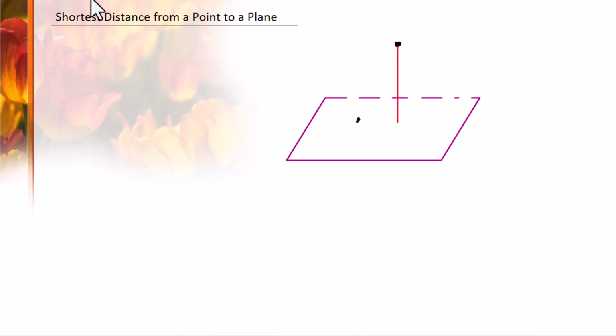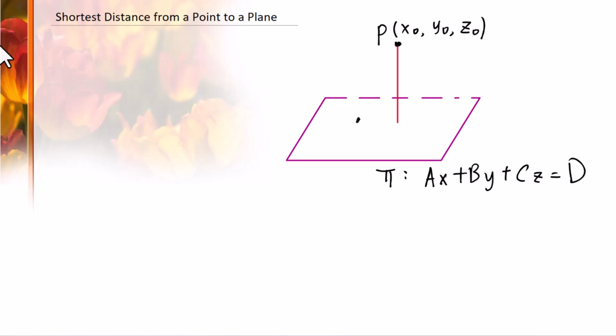This video is about the shortest distance from a point to a plane. Point P is (x0, y0, z0). For the plane pi, ax plus by plus cz equals d. Find the position vector on the plane pi, label it as q.